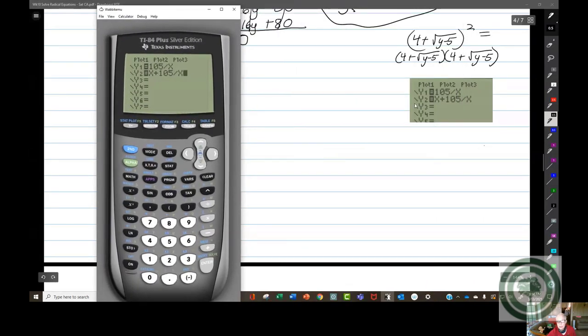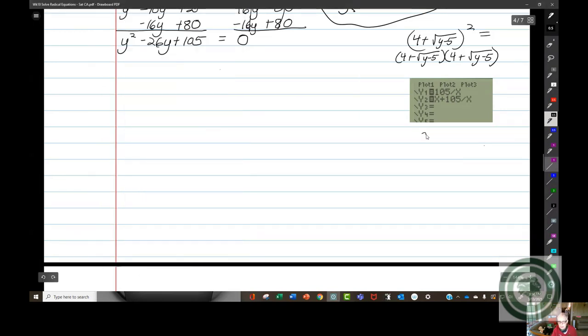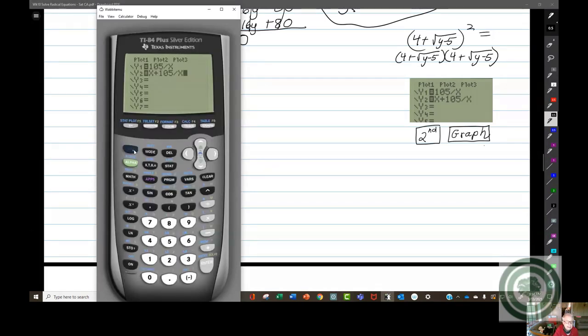Now what I'm going to do after that is click on second graph. So the second key, and then the graph key. I don't hold them down at the same time. I hold them, I go punch, punch. So here we go, second graph.